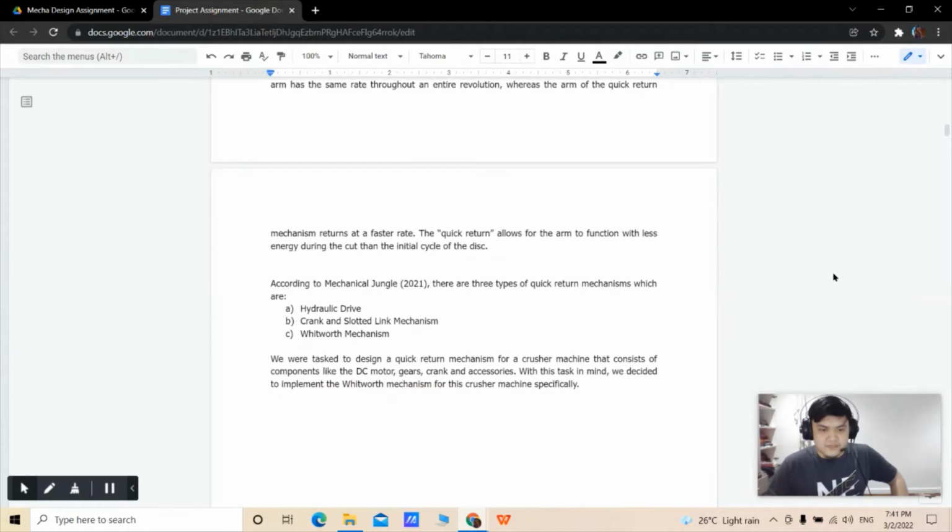So according to the Mechanical Jungle, there are three types of quick return mechanisms, which are A, the hydraulic drive, B, crank and slotted link mechanism, and C, Whitworth mechanism. We were tasked to design a quick return mechanism for a crusher machine that consists of components like the DC motors, gears, crank, and accessories. With this task in mind, we decided to implement the Whitworth mechanism for this crusher machine specifically.